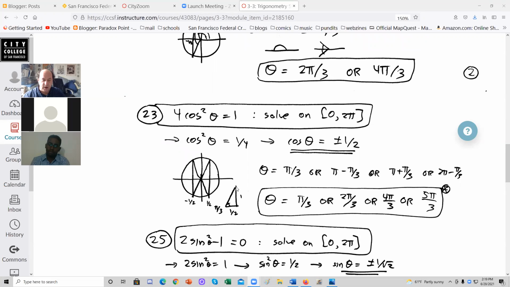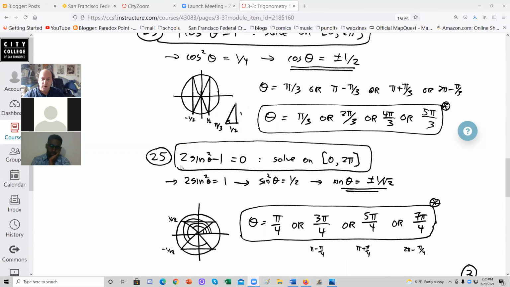Again, we have a 30, 60, 90 triangle, 60 degrees here, and here, and here, and here. So pi over 3 here, or straight angle minus pi over 3, so pi minus pi over 3, or straight angle plus pi over 3, pi plus pi over 3, or one full rotation minus pi over 3, that's 2 pi minus pi over 3. So the solutions are pi thirds, or pi minus pi thirds, or pi plus pi thirds, or 2 pi minus pi thirds. That comes out to theta is pi over 3, or 2 pi over 3, or 4 pi over 3, or 5 pi over 3.